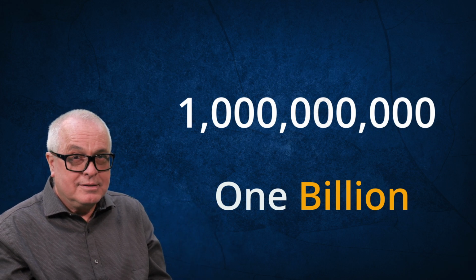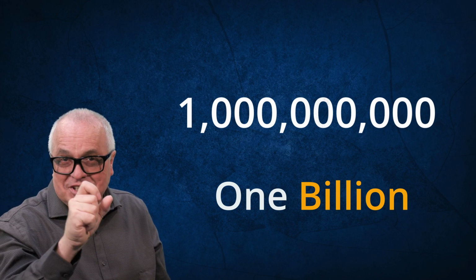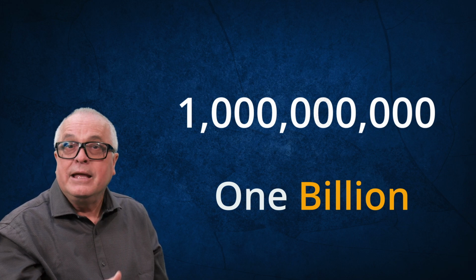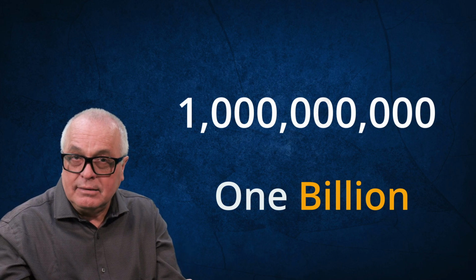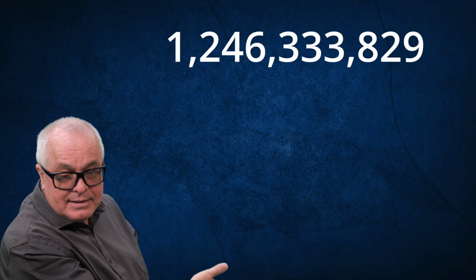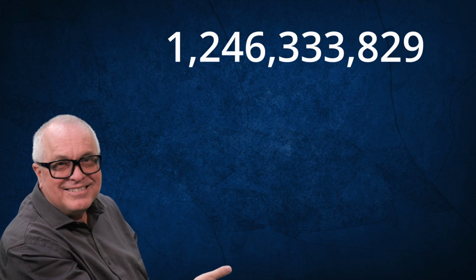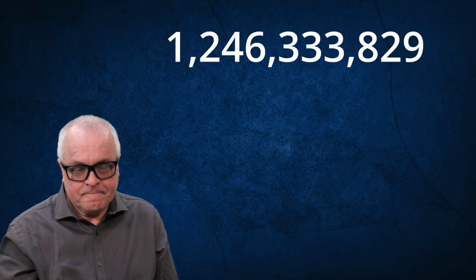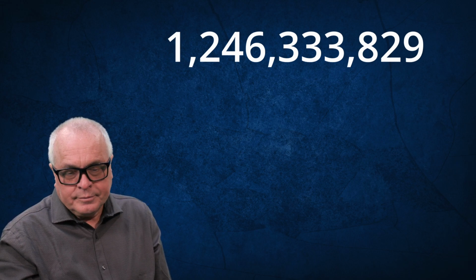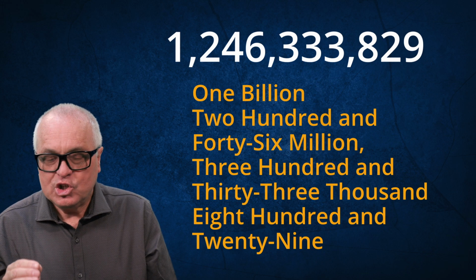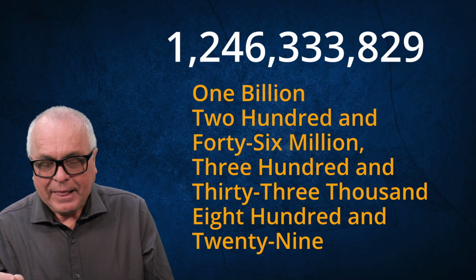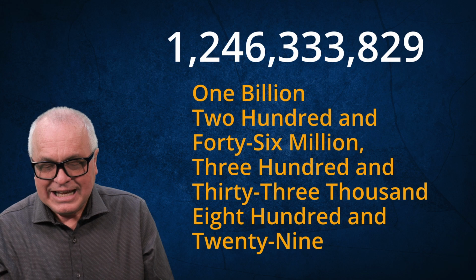How else do you know that you're in the billions? That's right. There's another comma. We now have 3 commas, so we know that anything that comes before that first comma needs to be expressed as a billion. So if you saw a number that looks like this, how would you say it? One billion, 246,333,829.